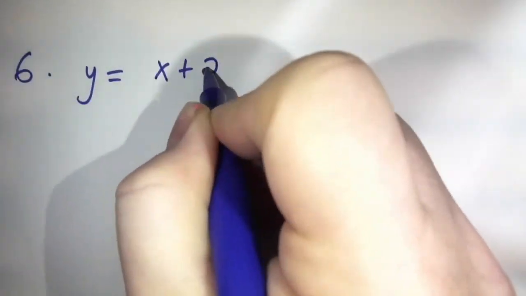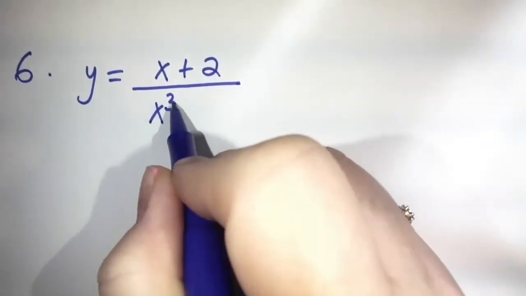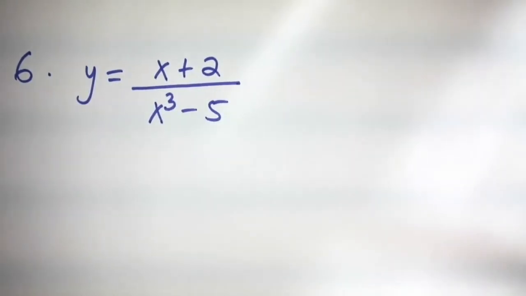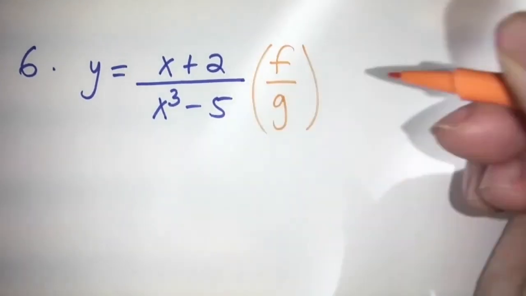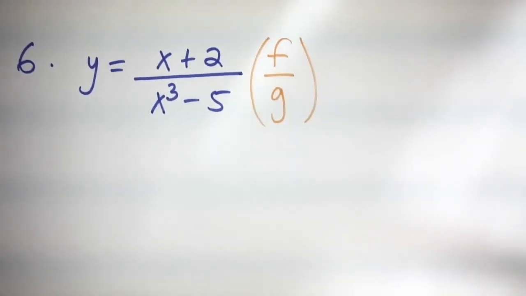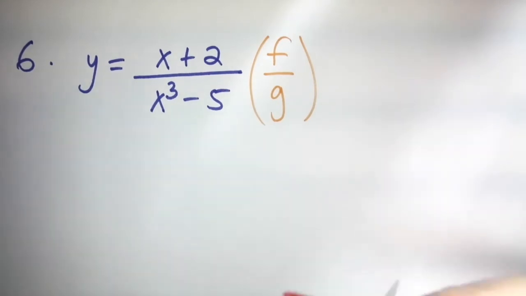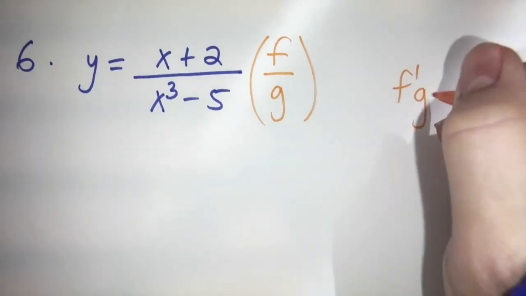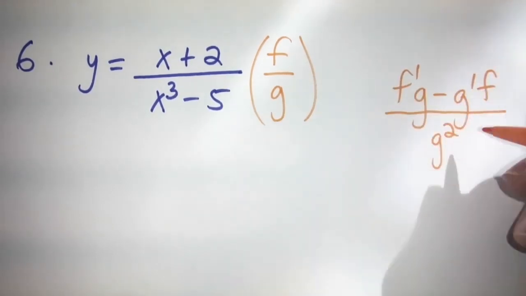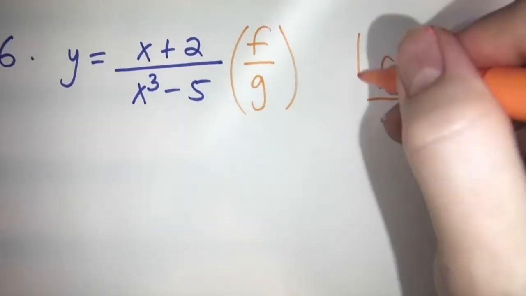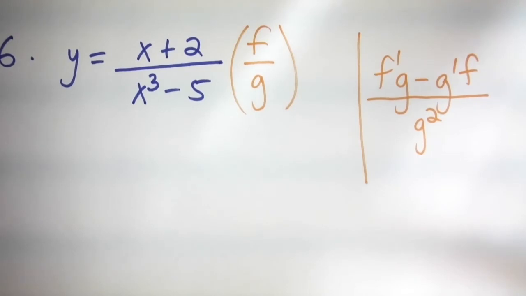So if we have x plus 2 over x cubed minus 5, that's what our y is equal to. So this is f over g, and we're doing the derivative. So we want to do the derivative of the top times the bottom minus derivative of the bottom times the top all over bottom squared. So that's what our derivative is equal to.